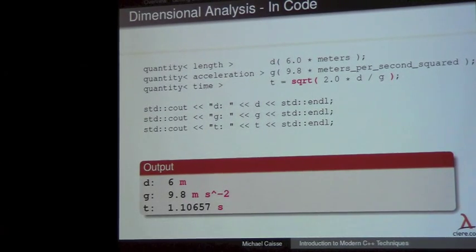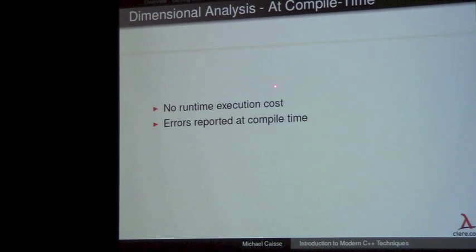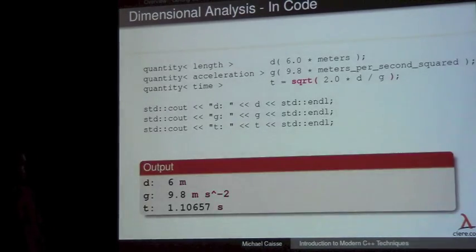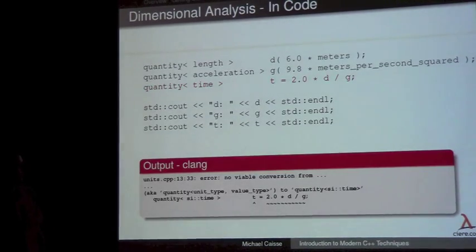This is really neat. So we want to do this with no runtime execution cost, and we want errors reported at compile time. Right? That's what we desire. Yes? And I want readable errors reported at compile time. Hey, that wasn't so bad. That's not what I did. Yeah. Well, this is clang, yeah. And this is what you'll get.